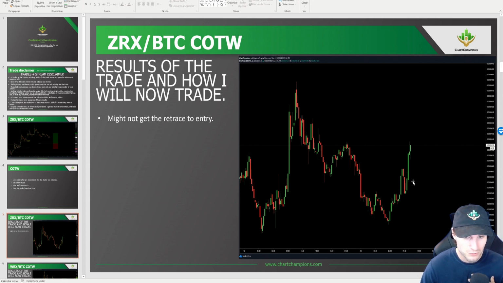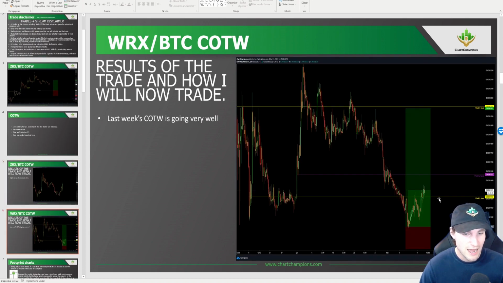This is what it was looking like this morning, where I was debating, will I get this entry, will it retrace? I'm not sure, but I'm not going to jump into it again where it is at the moment. I'll either wait for a retrace or have to buy in higher to trade it. I'm not really that bothered. And this was how WRX was looking this morning.